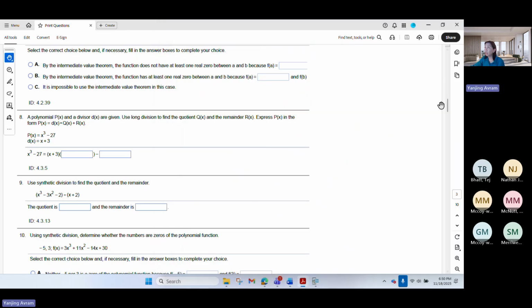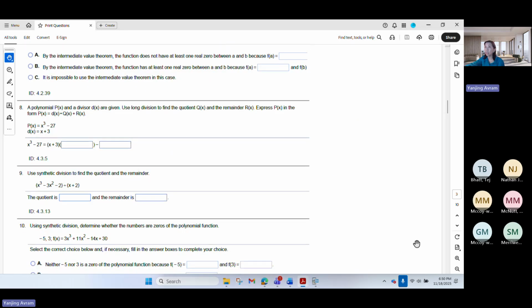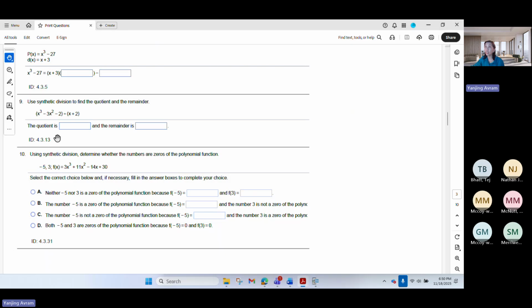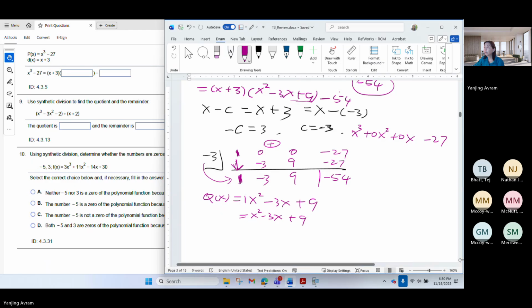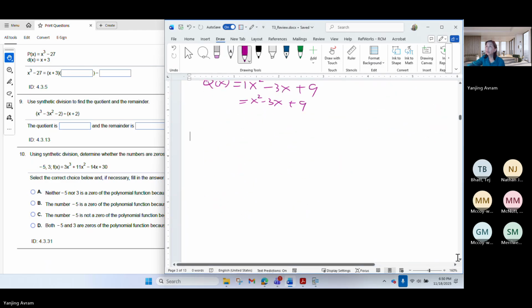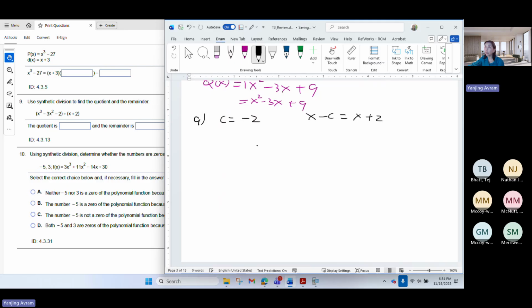All right, I want you to go ahead. Let's try number 9. Trying to see if we can do number 9 on your own that way. So find out how much is the c here. How much is the c? c here will be -2 because you have x minus c equal to x plus 2. All right, so c here is -2.